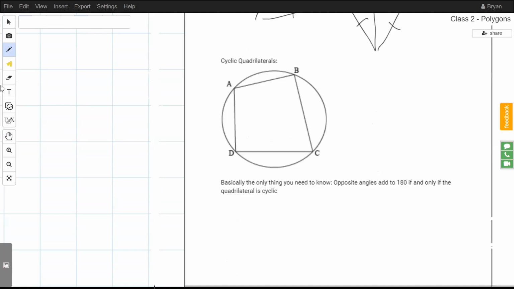Anyway, cyclic quadrilaterals are often a key to many problems involving circles, as they're often hidden and you have to look for them.